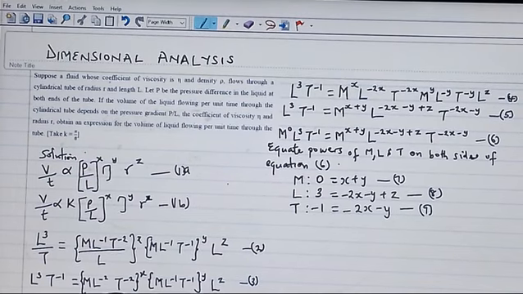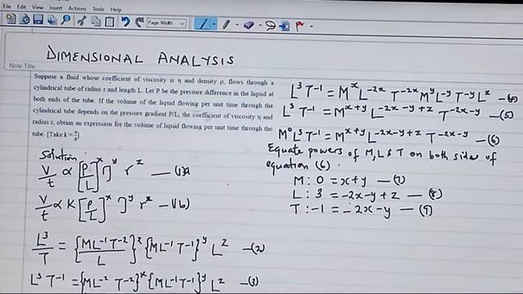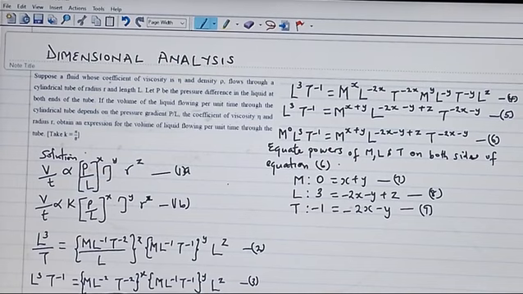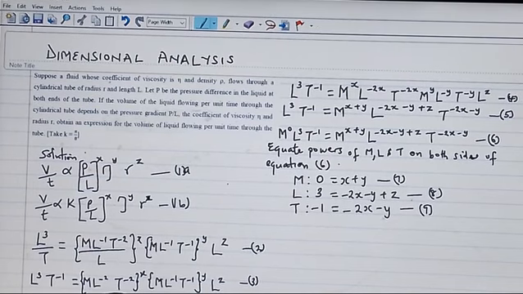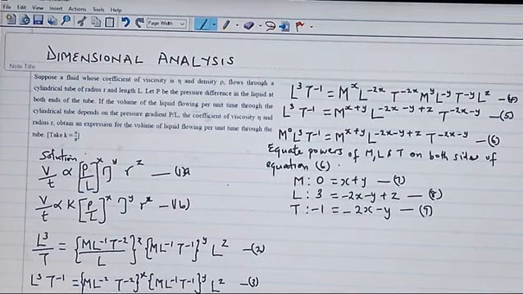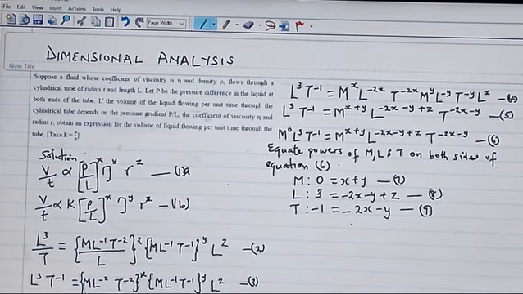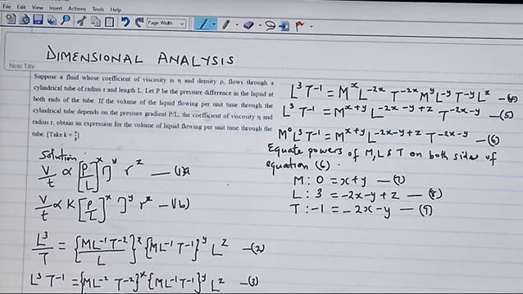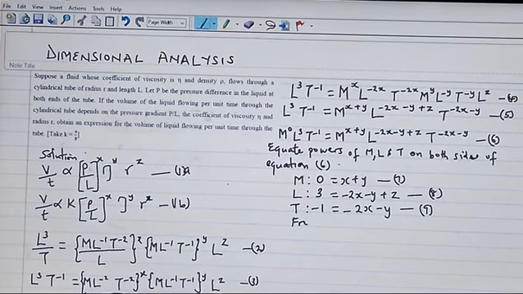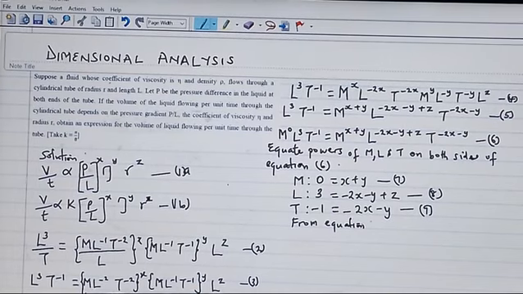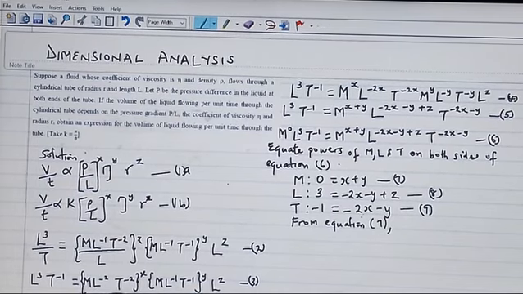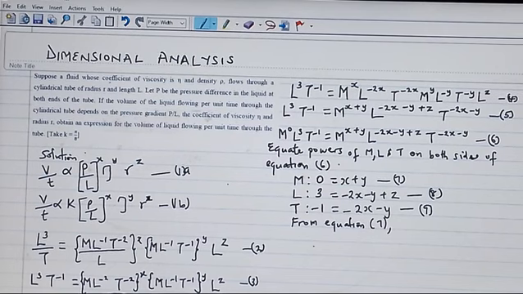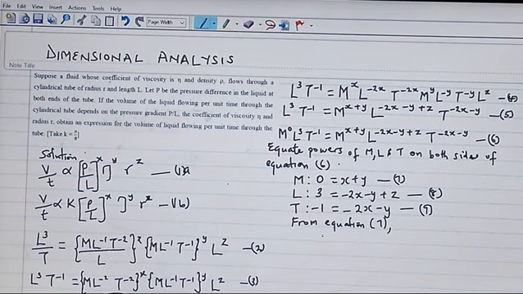If you check all 3 equations, we have 2 unknowns in equation 7, 3 unknowns in equation 8, and 2 unknowns in equation 9. We can't proceed, so we have to eliminate 1. It's easier to work with equation 7. So from equation 7, we can say that y is equal to minus x.